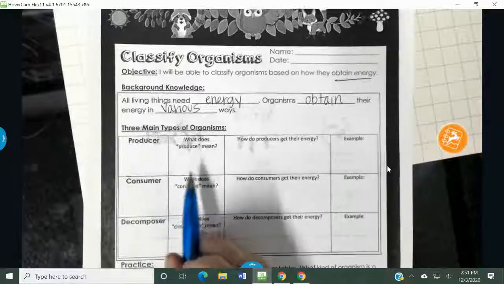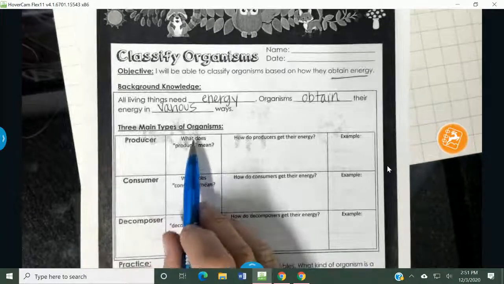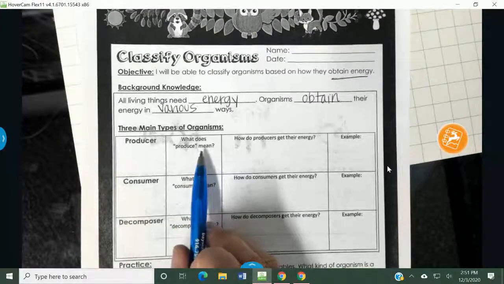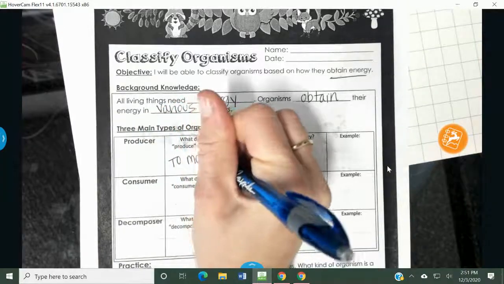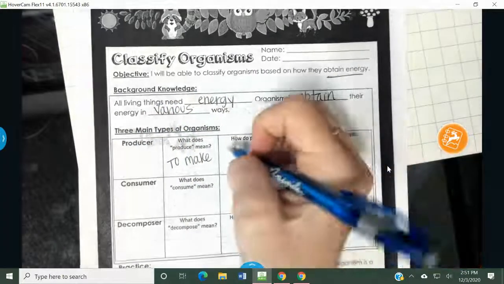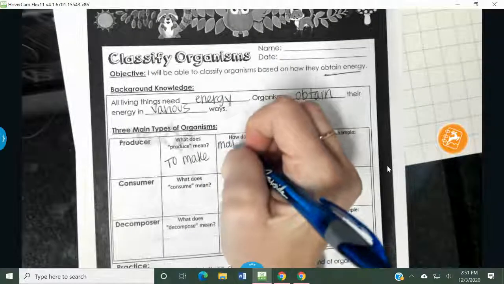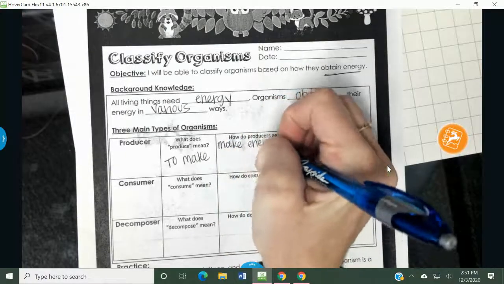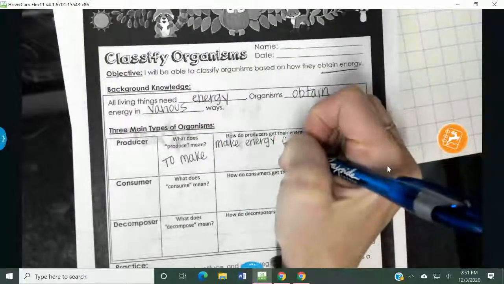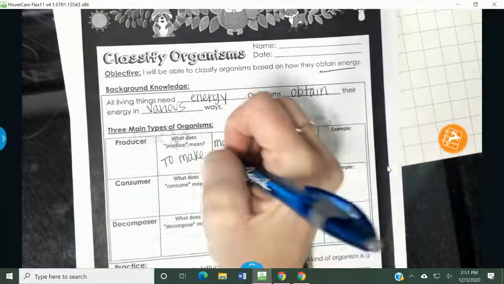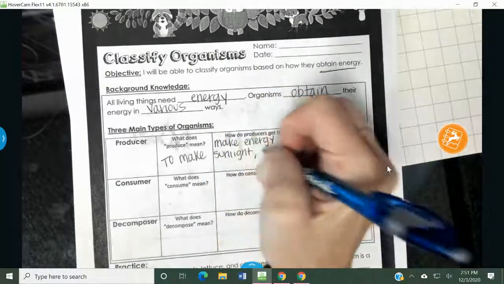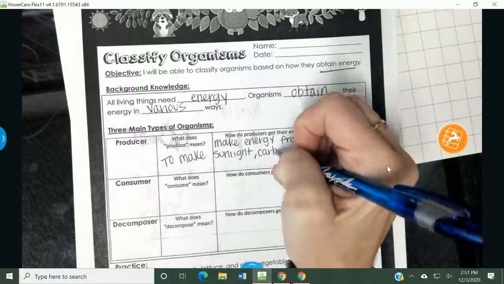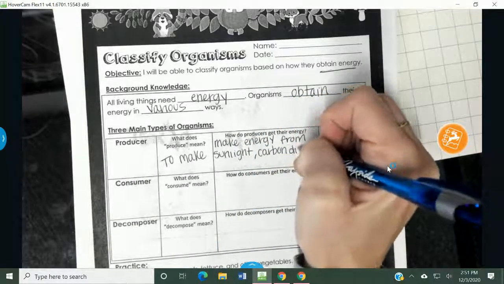All right, so here we go. Producer. What is a producer? And so let's figure out, well, what does it mean to produce? Produce means to make. And if I am a producer in the environment, I make energy. So I want you to copy this down. I make energy from sunlight, carbon dioxide, and water.